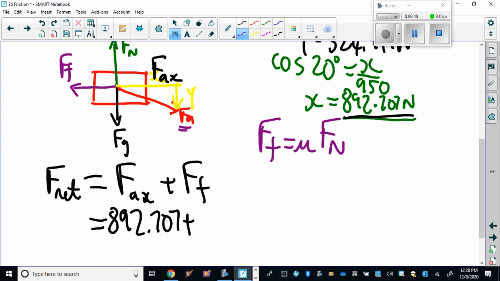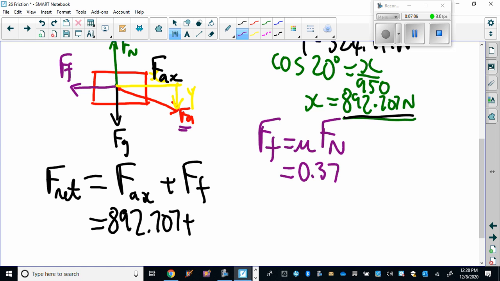Okay, and you're going, okay, that's simple. They've given us the 0.37. What's the normal force? Well, the normal force is the tricky part. So the normal force is really tricky because you have to think about this from a logical perspective.